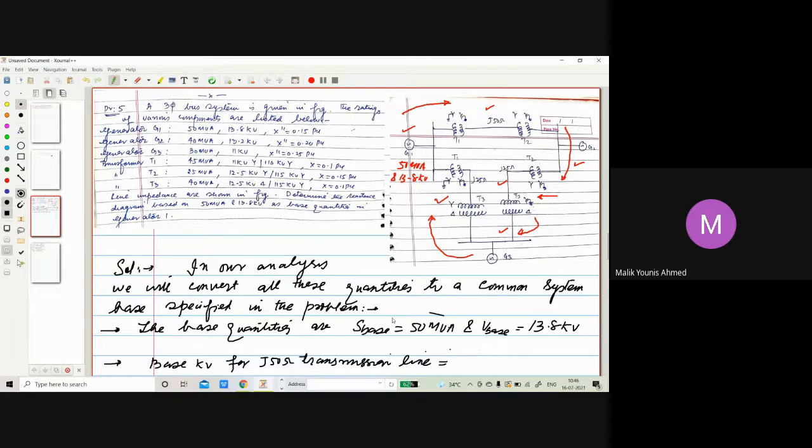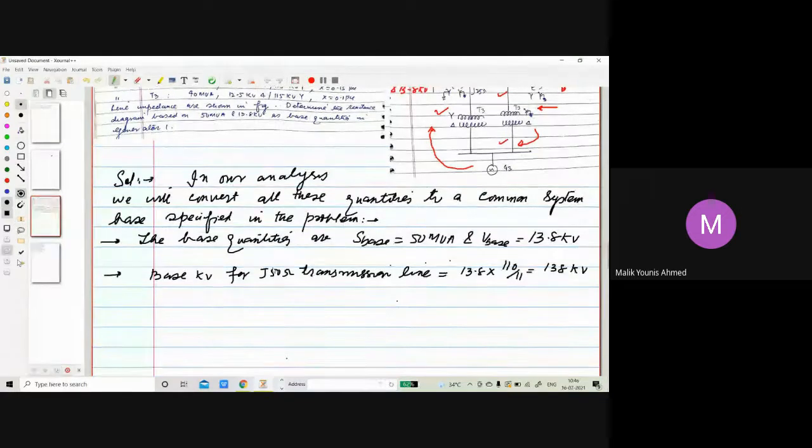So the base kV we can write is 13.8 multiplied by the secondary over the primary, that is 110 by 11. If you calculate this value, you get 138 kV. So this is the first base kV. Okay, let's move ahead. Next is the base kV in generator G2.